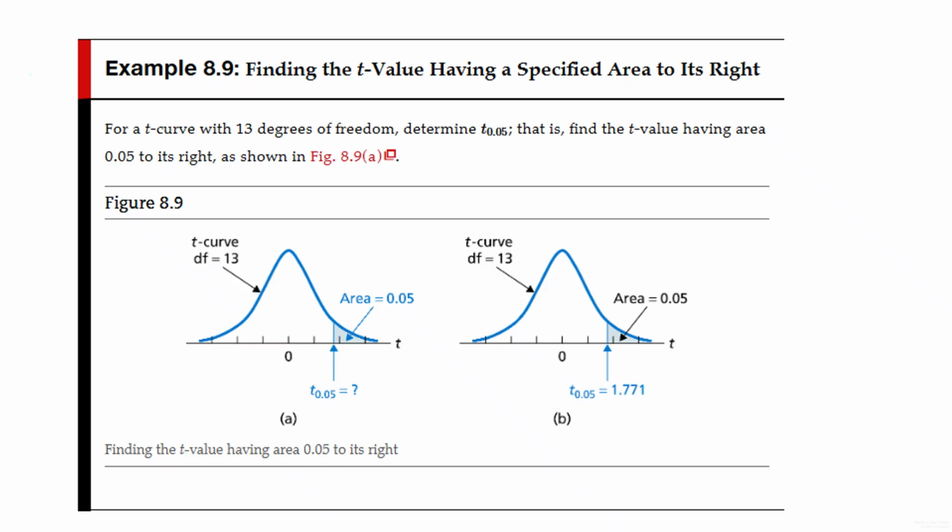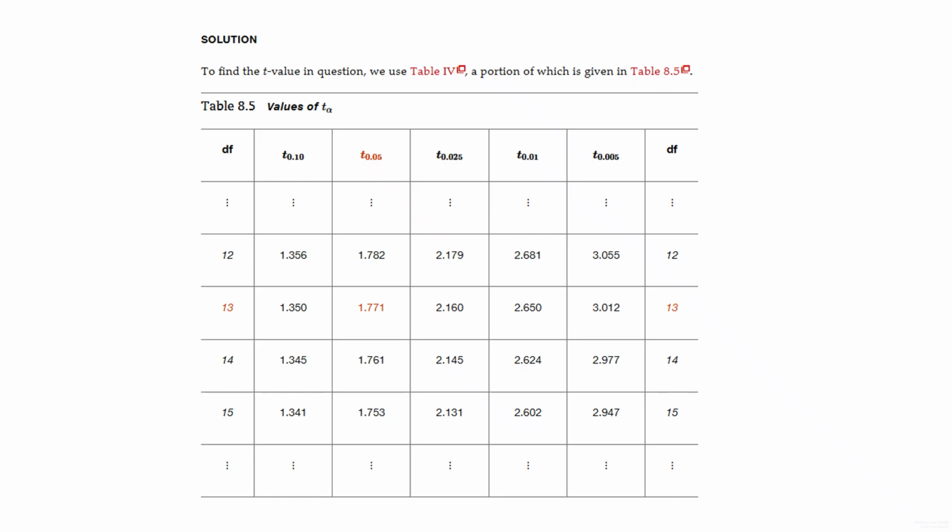If you pull up your t-table, you're going to go down the column on the degrees of freedom to find 13. Once you find 13, you're going to go across the top to t 0.05, and simply intersect those two together and match them up, and you'll find 1.771. I have a copy of that t-table here. So of course, we go down the DF, we find 13, we go across the top to t 0.05, and we match those up together, and we get 1.771.